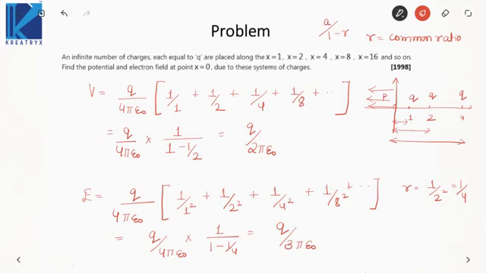Is it fine? So that is how you can calculate the potential and electric field at origin. This is also called the principle of superposition, that is, the potential and electric field due to all the charges have been directly added up.